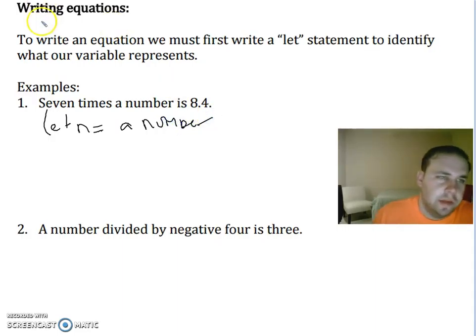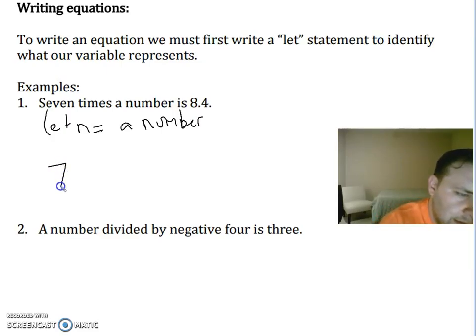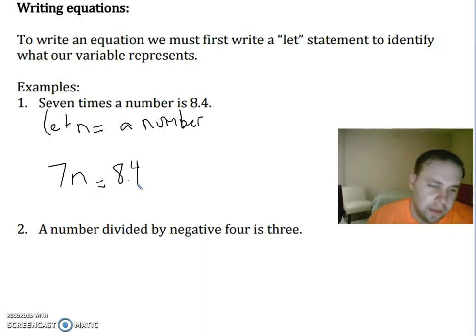Okay, so we're going to let n equal a number. So 7 times a number is 8.4. There we go. So let's write out another equation here. So we have a number divided by -4 is 3.